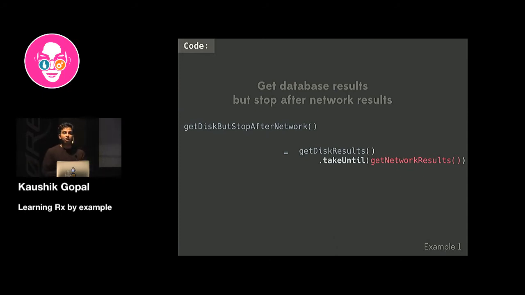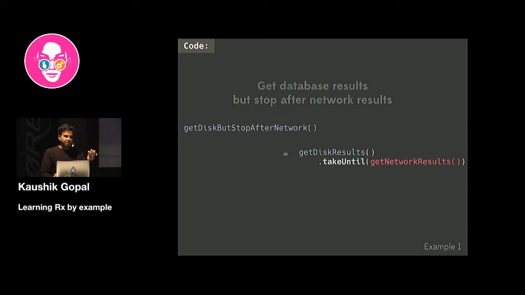Rx has this operator called takeUntil, and this works beautifully. So what you do is you say get disk results, takeUntil, and as an argument, you pass the observable that has to act as a gate to when the disk results stop. So I provide this argument saying network results. Now you have to remember, this network results, all it does is it acts like a flag. It basically acts like a gate saying, hey, you get the disk results, but the minute this person starts emitting, just halt, right? So this code snippet that I have achieves that problem set.